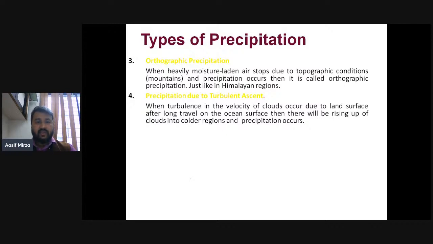Now, precipitation due to turbulent ascent: when turbulence in the velocity of cloud occurs due to the land surface after a long travel over the ocean surface, the cloud rises up into a colder region, and precipitation occurs.